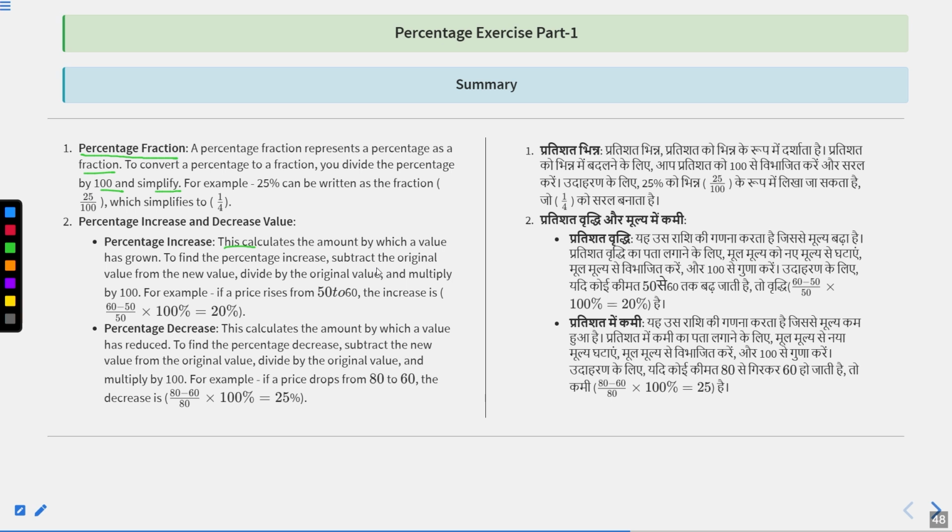In the same way, when we calculate the percentage decrease, this calculates the amount by which a value has reduced. To find the percentage decrease, subtract the new value from the original value, divide by the original value and multiply by 100. For example, if a price drops from 80 to 60, the decrease will be 80 minus 60 upon 80 multiplied by 100, which is 25%.